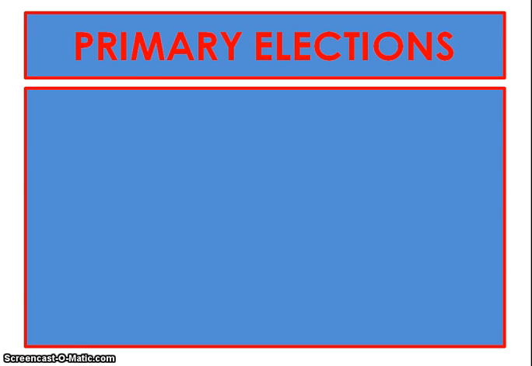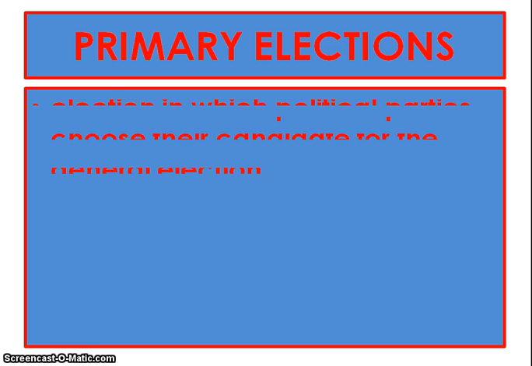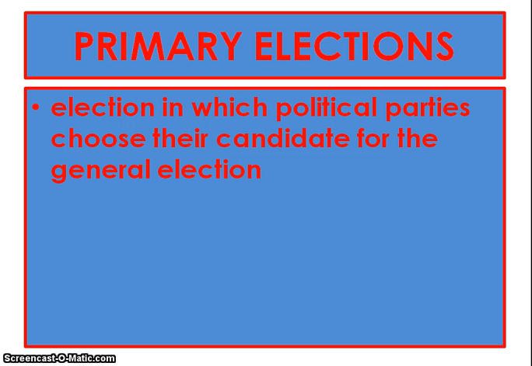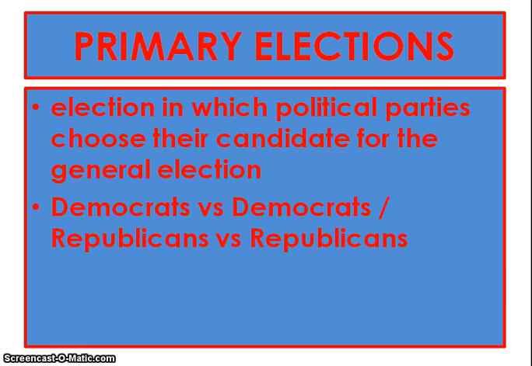The election process in the United States is really a two-part procedure. We have primary elections and we have general elections. Now, we're going to start off by looking at primary elections, and these are elections in which political parties choose their candidate for the general election. In other words, you have Democrats running against Democrats and Republicans running against other Republicans to decide who's going to emerge and be the final candidate from each party to run against one another in November.